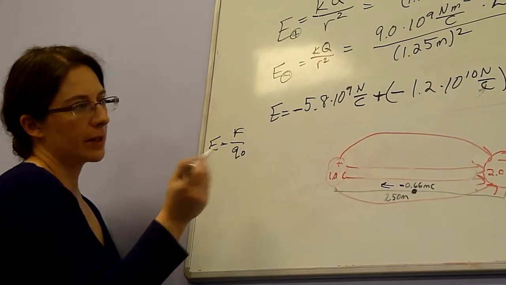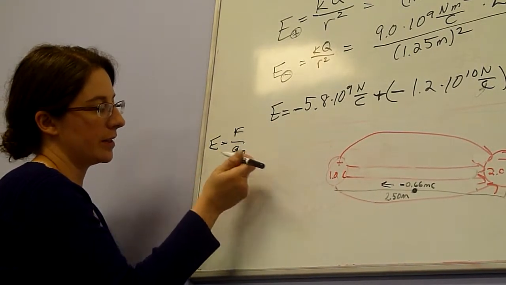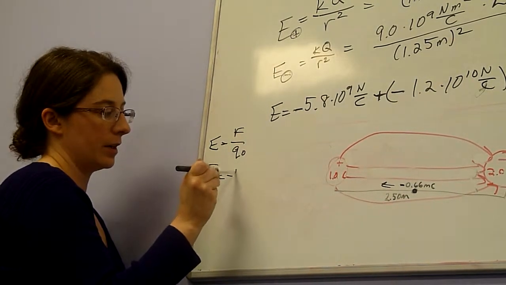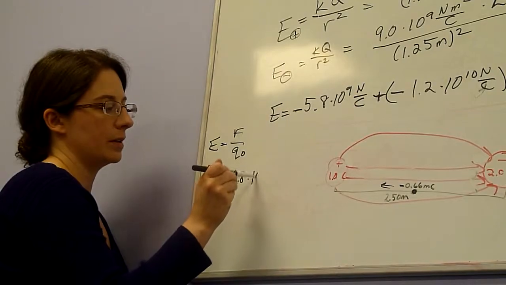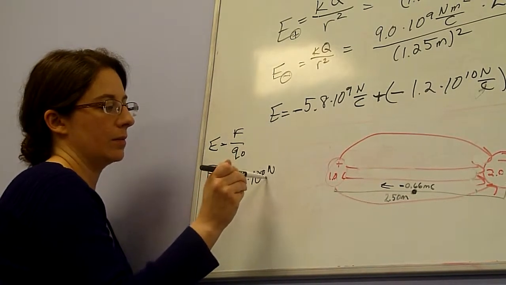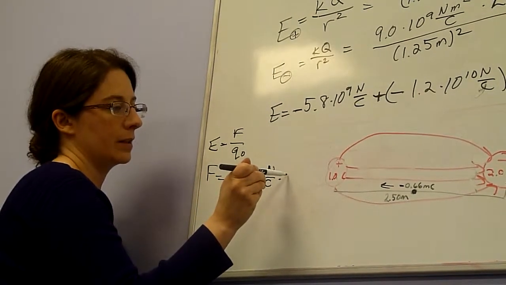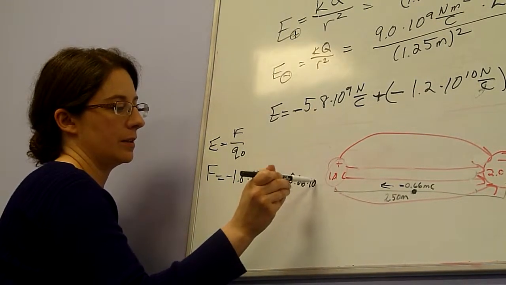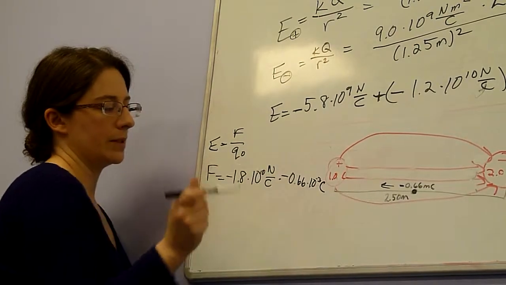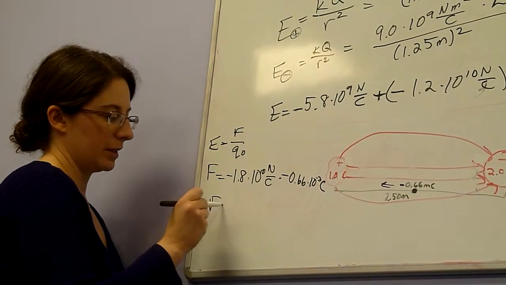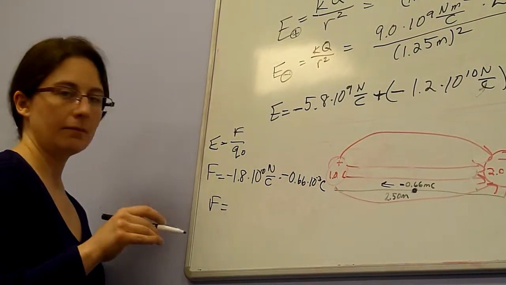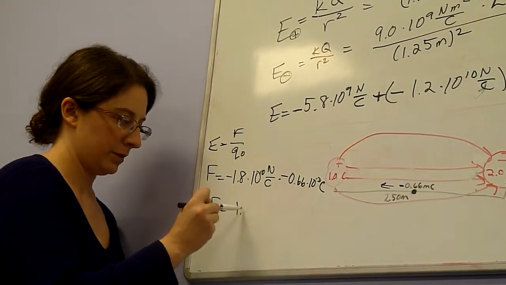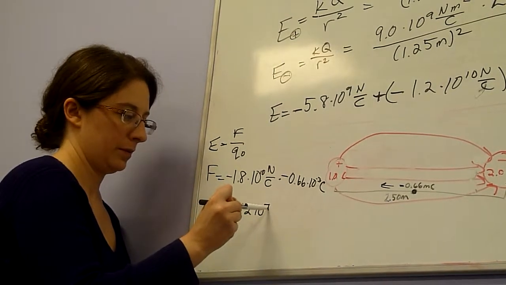Okay, so we know E, we know the test charge, we can solve for force, which means multiply them together: negative 1.8 times 10 to the 10th Newtons per Coulomb times negative 0.66 times 10 to the negative 3 Coulombs. So the force is what? You have 1.2 times 10 to the 7 Newtons to the left. That's because that's what the book says.